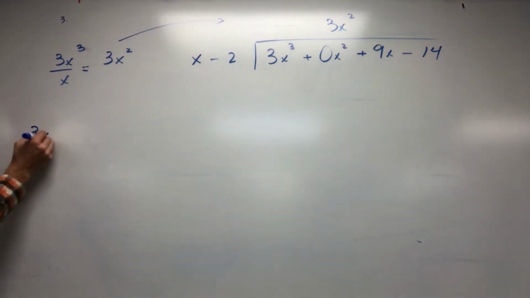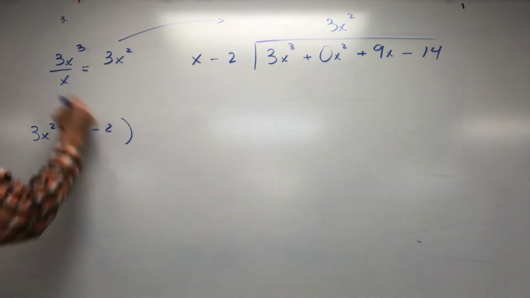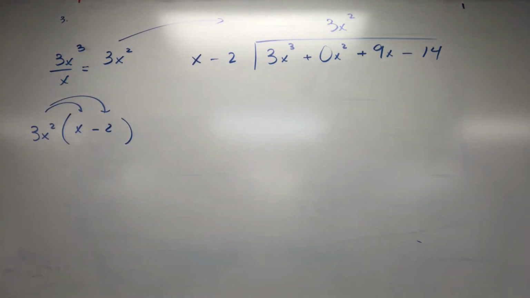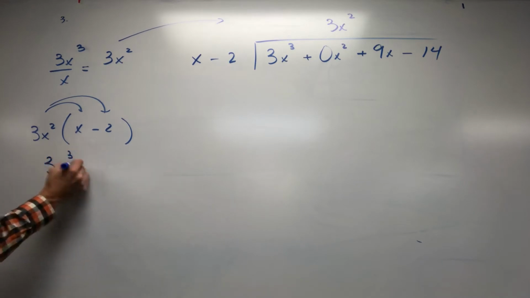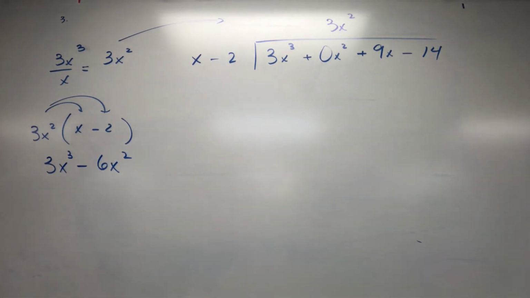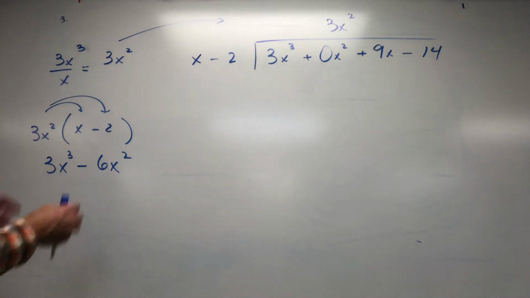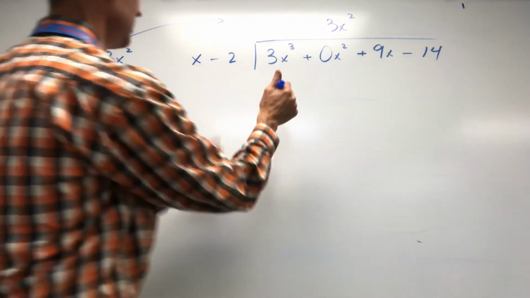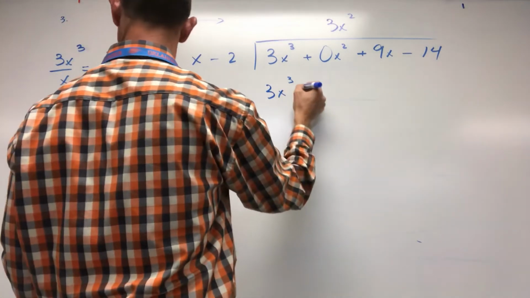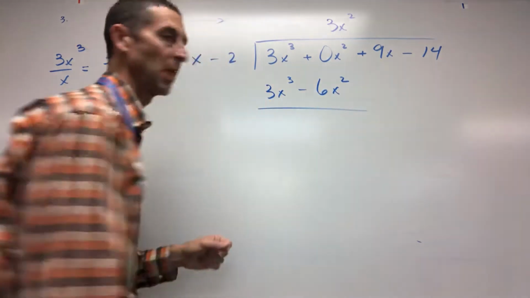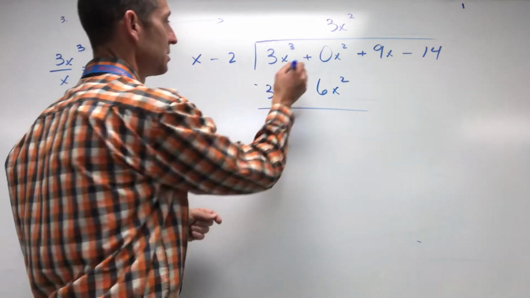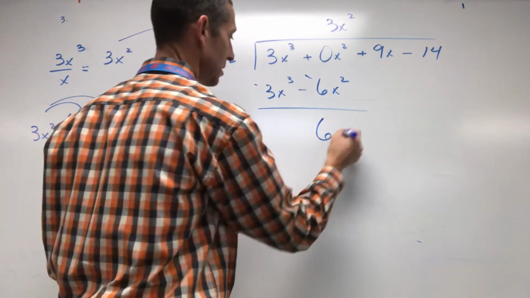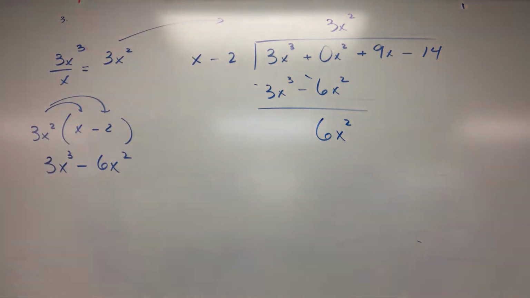Grab your 3x squared. Let's multiply times the divisor. So he has to distribute through those parentheses. Becomes 3x to the third minus 6x squared. All right, we're grabbing it, we're putting it in. We have exactly what we need. This and this cancel each other out. Remember, this is subtraction, 0 minus negative 6. So that becomes positive 6x squared.